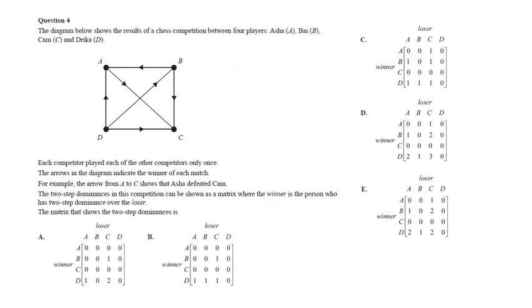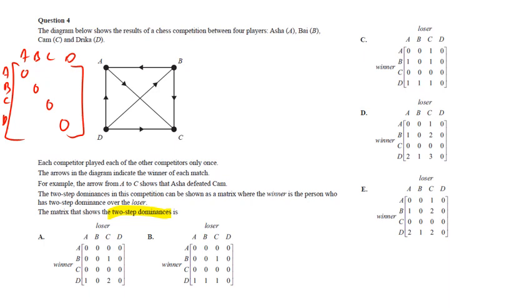All right, so we've got to work out the 2-step dominance matrix. So we probably want to work out the 1-step first and then square it. So let's draw our things. So A, B, C, D, and then A, B, C, D. Now we know we're going to have zeros on the diagonals because they can't play each other. And then we follow the arrows.